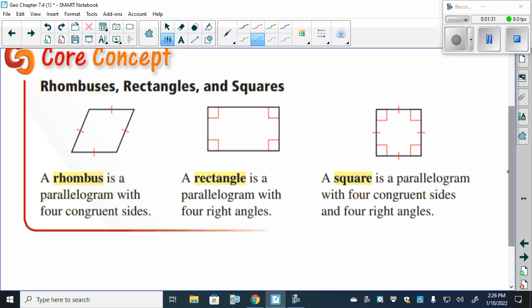Whenever we're just asked to name the shape, we want to give the most specific name for the shape based off the information that's given to us. So if we're told it is a quadrilateral, it has 4 sides, and they're all congruent, we could call it a quadrilateral, a parallelogram, or a rhombus. But because rhombus is the most specific definition, we're going to use rhombus.